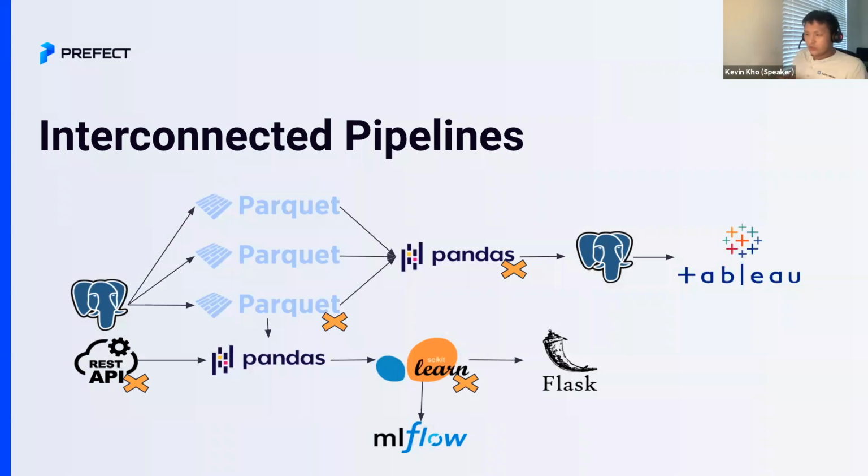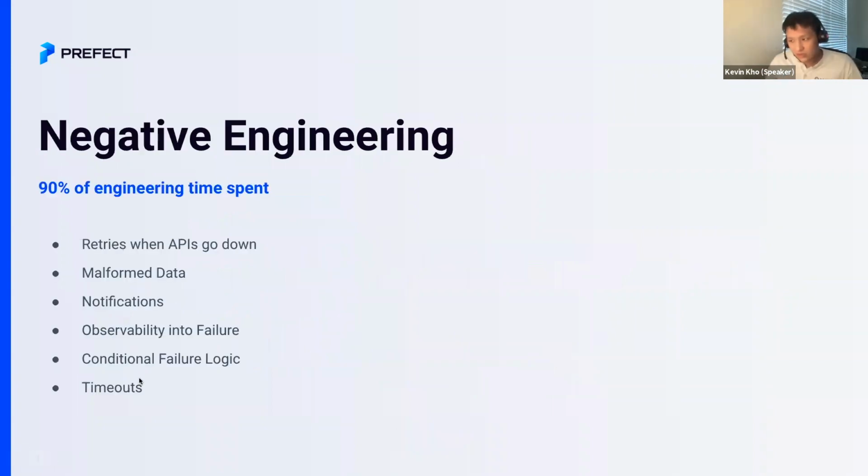We want the failure logic to be handled very gracefully. Maybe we can reuse old data instead of fetching if pulling new data wasn't available. Maybe in some cases, like the API, it's just a simple retry, right? And all of this is what we call negative engineering. So negative engineering is all those things that you do in order to get your data pipelines running smoothly. If your code worked 100% of the time, then you would not need any sort of negative engineering.